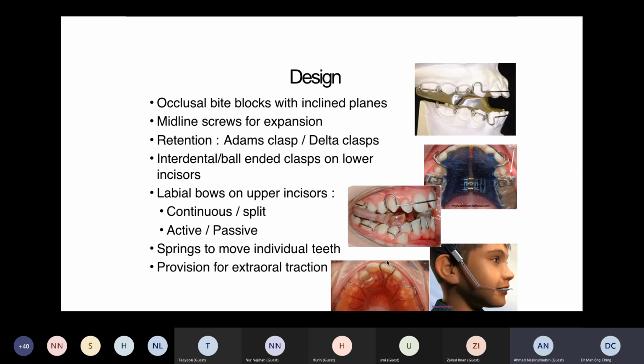Provisions of the extraoral tractions, these are optional. So let's say you think the maxilla is a problem, then maybe you can use the headgear to pull the maxilla backward. So this twin block moves the mandible forward, and at the same time you can put the headgear extraorally, then you pull the maxilla backward.